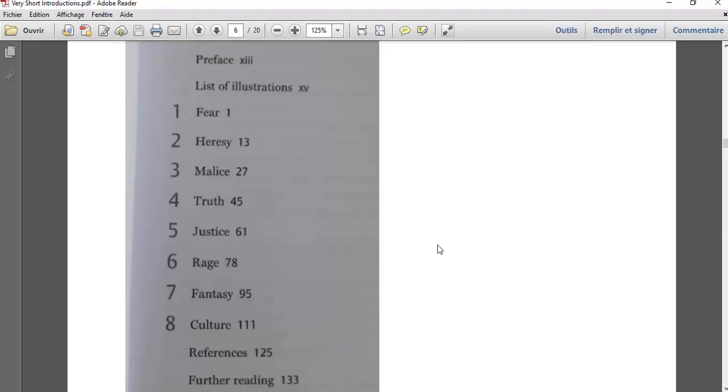For instance, chapter 3 is entitled Malice, and you must be warned that malice is a faux ami or a lookalike. It doesn't mean malice in French. It should be translated as evil, as having evil elements, so that here fear and heresy can be translated into les craintes et l'hérésie, but malice should be translated with a much stronger French word like le mal, for instance.